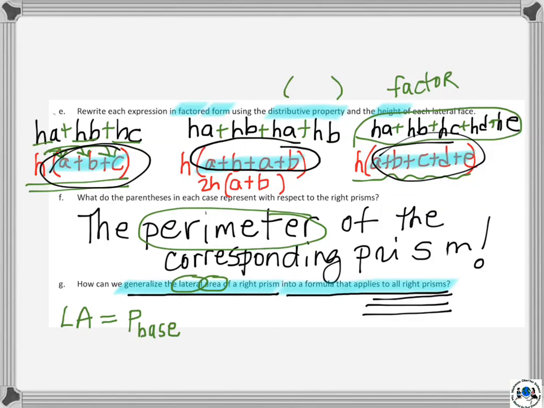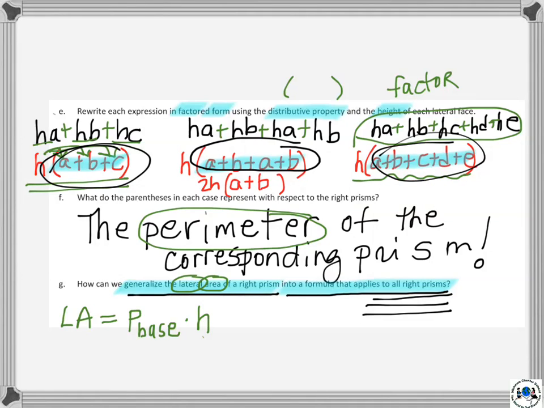What do you think's next? It's going to be times what? Yes, I'm sure you know. Times the height. Because we have this familiar height value that seems to be around all the time, because every lateral face includes the height, which is always going to remain the same.